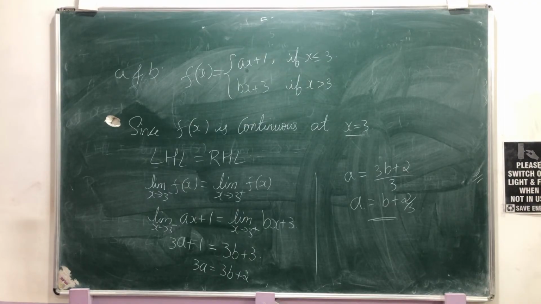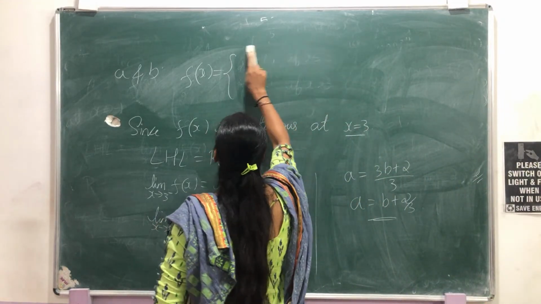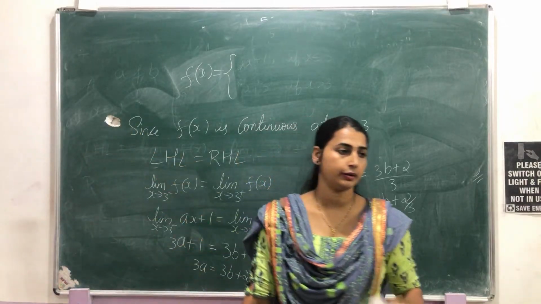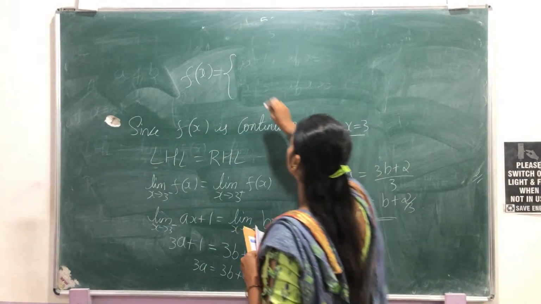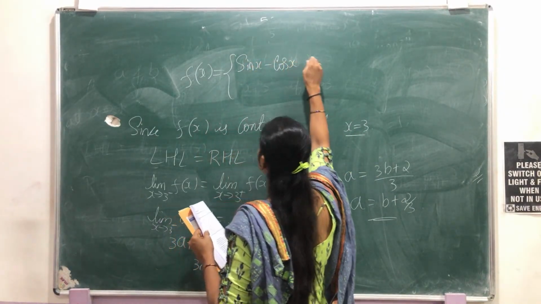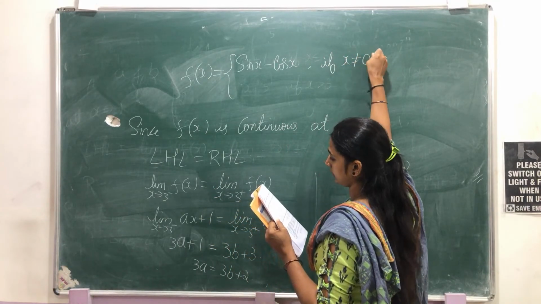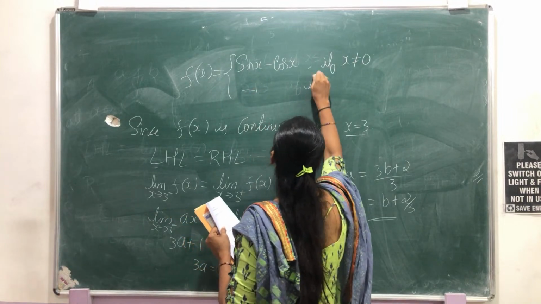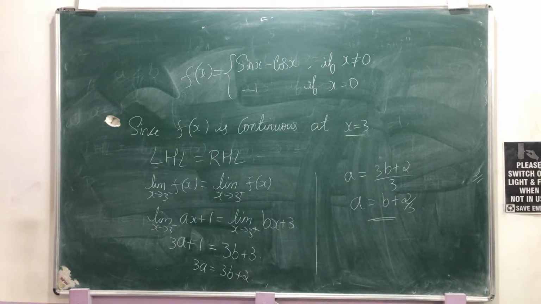Next question. Examine the continuity of the function f given by f of x equal to sin x minus cos x if x is not equal to 0. Solve this. You need to check whether it is continuous or not.